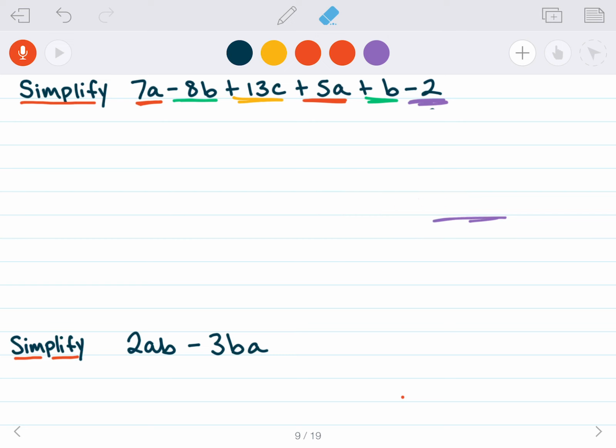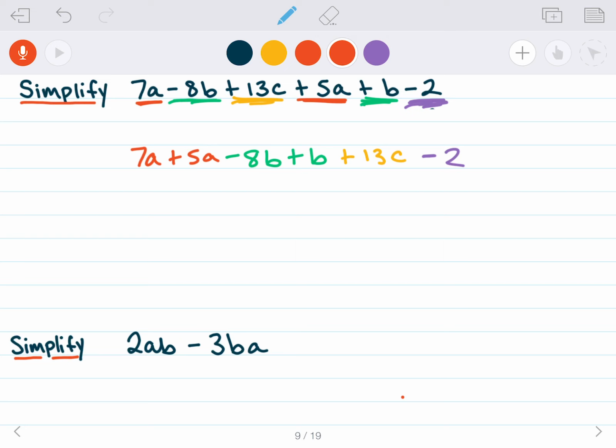So that's what I'm going to do here. So I'm going to start with my red terms. I'm going to put those next to each other. I have 7a here, and then I have a positive 5a next to him. Okay, so those are my red terms. Then I'll do my green terms. I have a negative 8b coming up next, and next to him I'm going to put this positive 1b. For my yellow term, I have a positive 13c, and finally for my purple term, I have a negative 2. So all I did was rearrange the order so that this problem isn't so complicated to deal with, I guess.